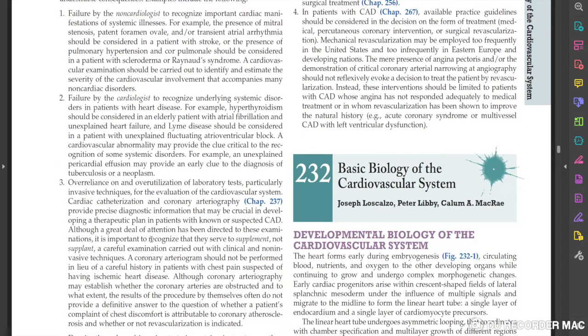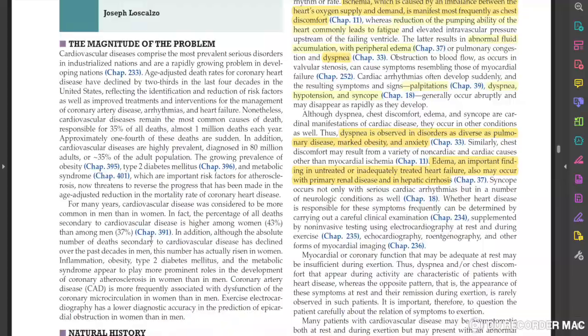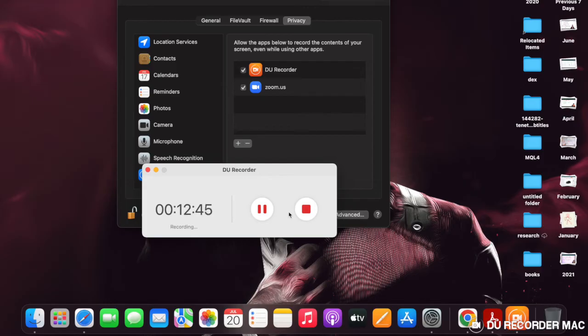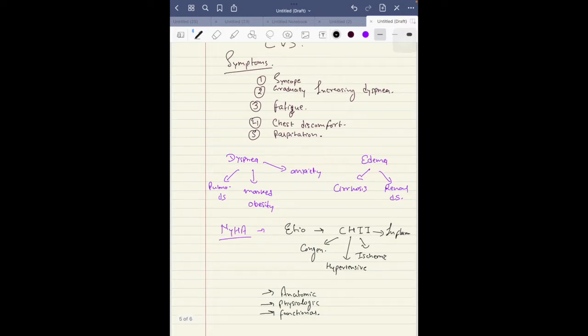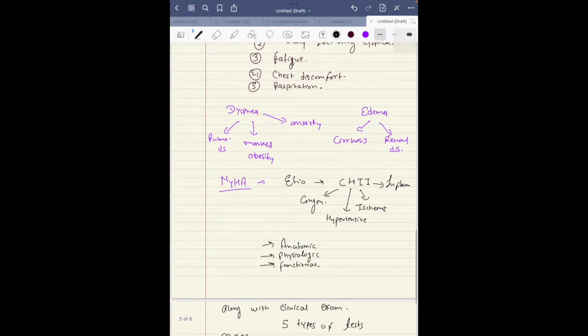So this was our first chapter on approach to CVS, and now we'll be revising what we have studied so far. CVS symptoms are syncope, gradually increasing dyspnea, fatigue, chest discomfort, and palpitations. Dyspnea can also be because of pulmonary disease, marked obesity, and anxiety. Edema can be because of cirrhosis, renal disease, or heart disease.